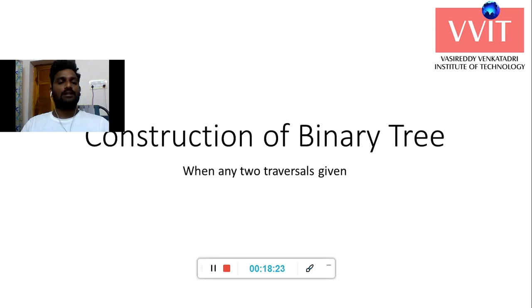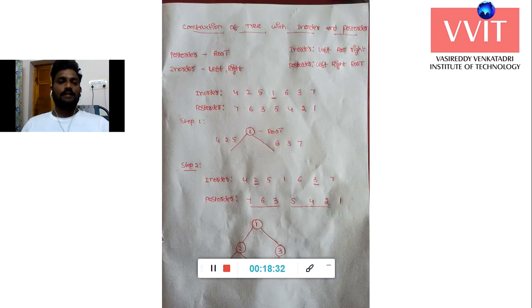How to construct? That is the main agenda of this topic, construction of binary tree when any two traversals are given. In that case, we can consider in order and post order traversals, then we can construct a tree. Here the topic is construction of tree with in order and post order traversals. Here you can consider the two traversal methods, in order and post order.